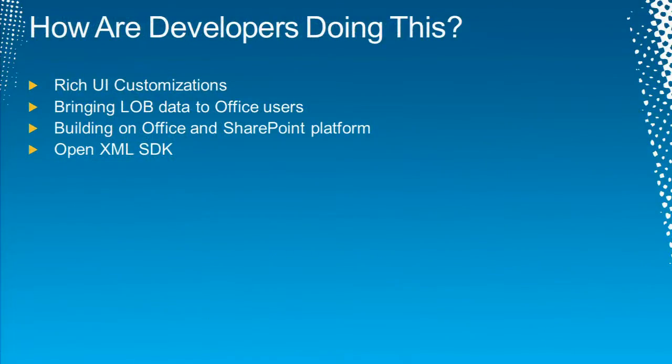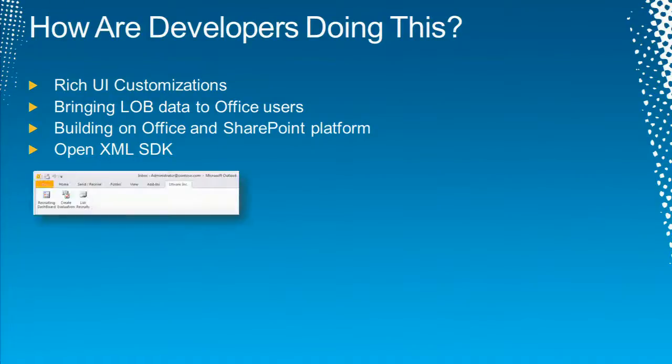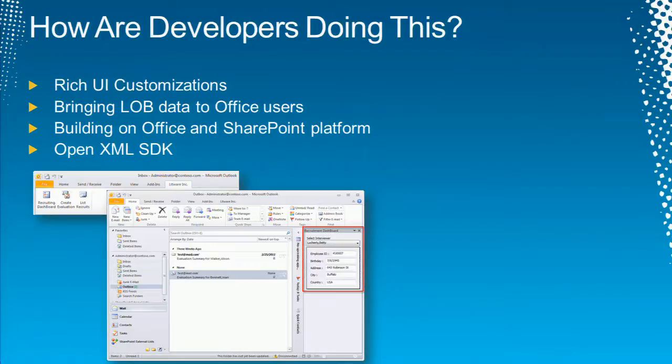But how are developers building out these OBAs? They're doing rich UI customizations. They are customizing ribbons. These might be document level add-ins, they might be application level add-ins, but this is one of the ways that we are accessing line of business data. Here we're surfacing line of business data directly into a task pane within Outlook. So that's one of the ways that developers are bringing line of business data in.